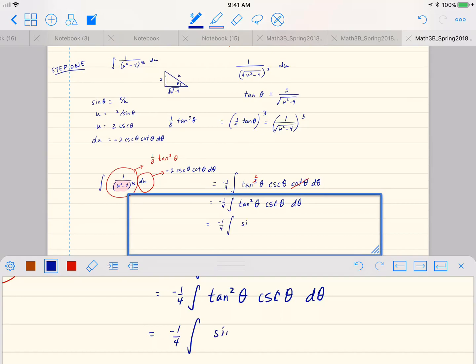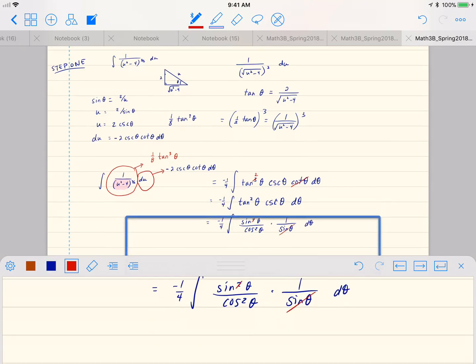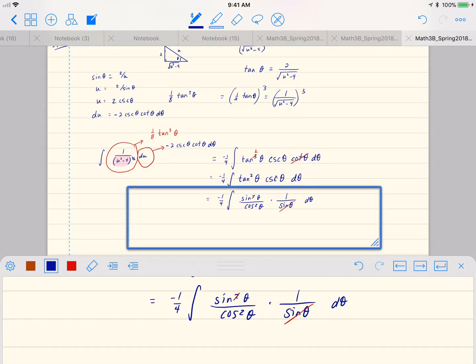Tangent squared is going to be sine squared theta over cosine squared theta. And cosecant theta is 1 over sine theta, d theta. Okay. All right, so this sine and one of these sines in the numerator will cancel each other out. We should end up with -1/4 the integral of sine theta over cosine squared theta d theta.